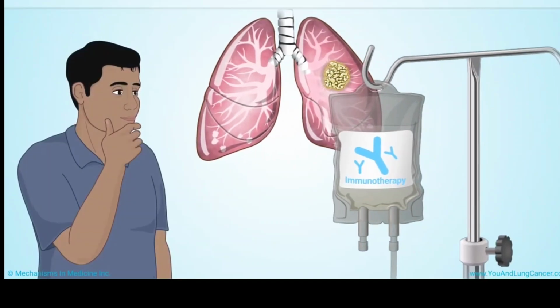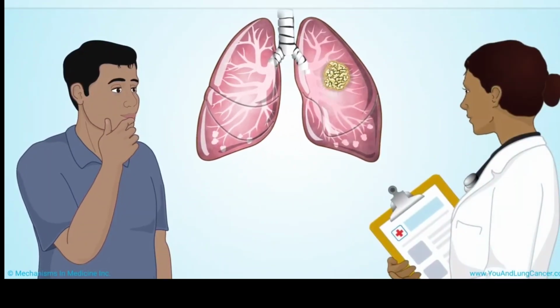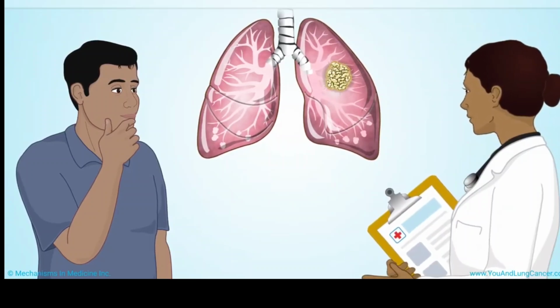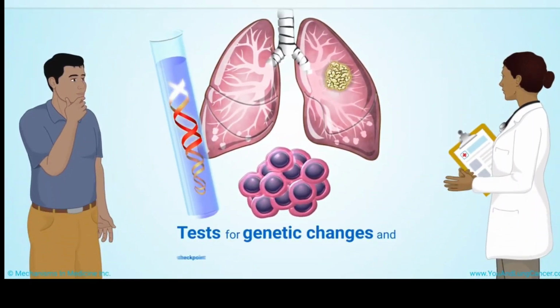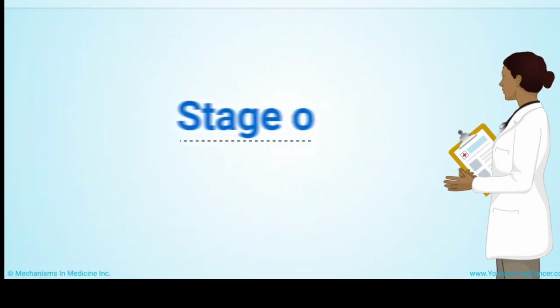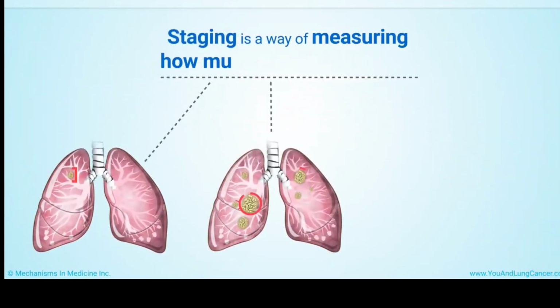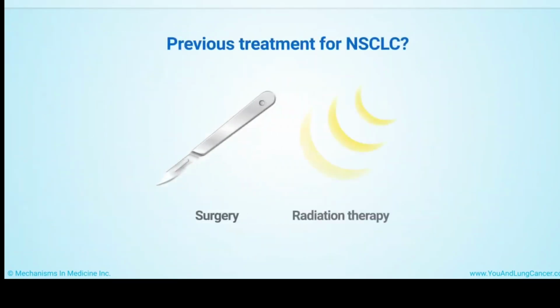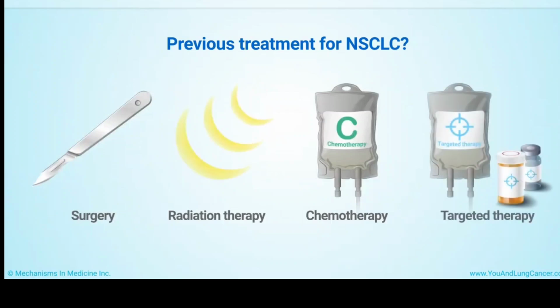Is immunotherapy the right treatment for your non-small cell lung cancer? The first step in finding out is for your doctor to do a complete evaluation. This will include tests to look for genetic changes and for the checkpoint protein PD-L1 in your tumors. Your doctor will also consider other factors, such as the stage of your cancer. This is a way of measuring how much cancer is in your body. And whether you've been treated for non-small cell lung cancer before and what kind of treatment you received.